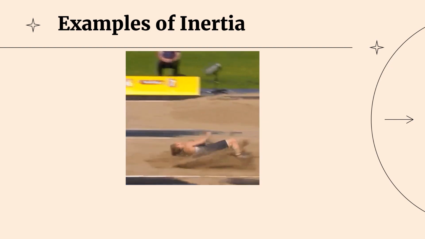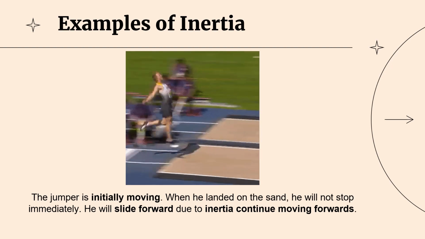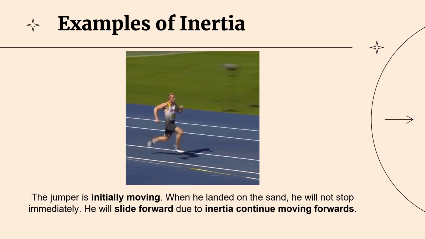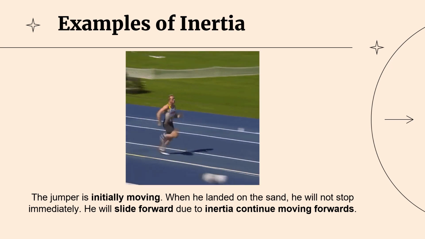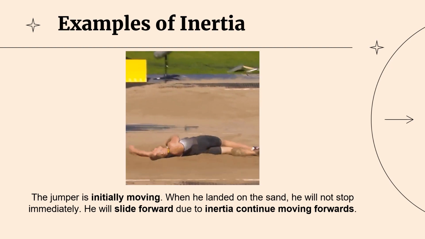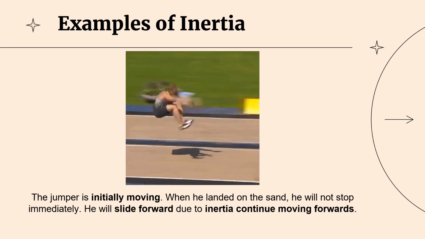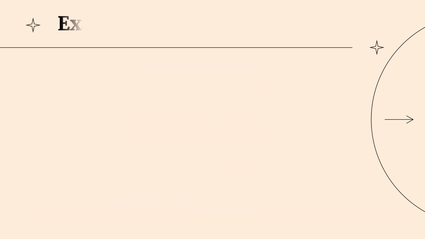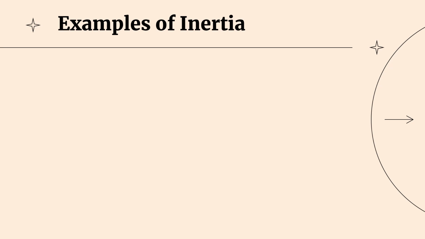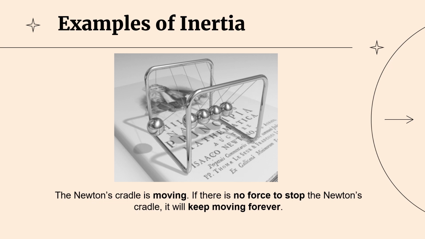Now, look at the jumper. The jumper is initially moving. When he lands on the sand, he will not stop immediately. He will slide forward due to inertia, continuing to move forward. The last example shows a moving Newton's cradle. If there is no force to stop the Newton's cradle, it will keep moving forever.